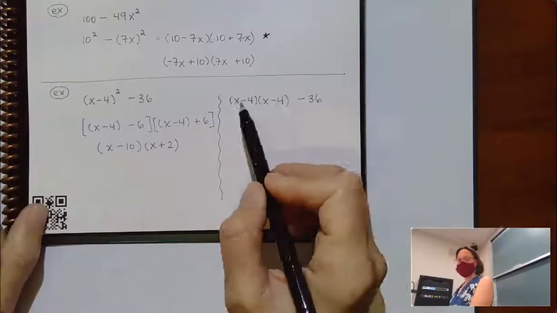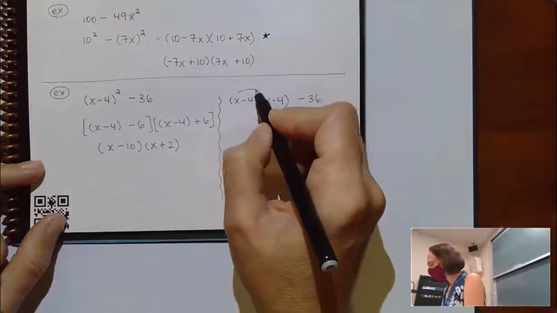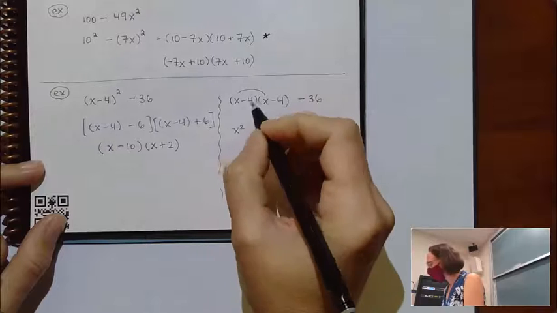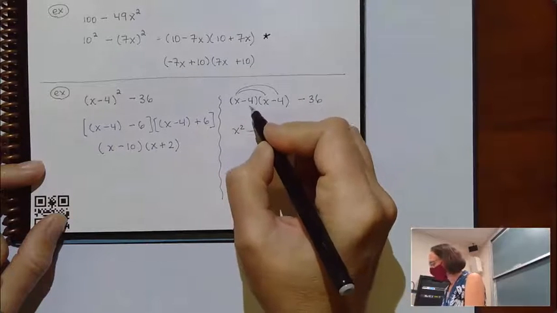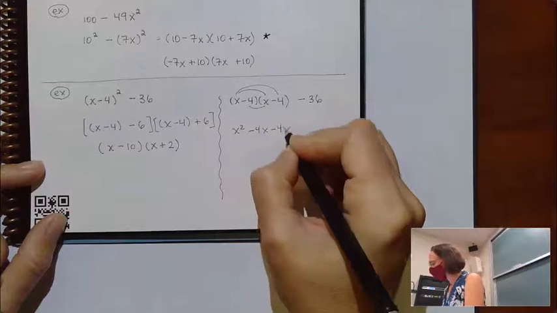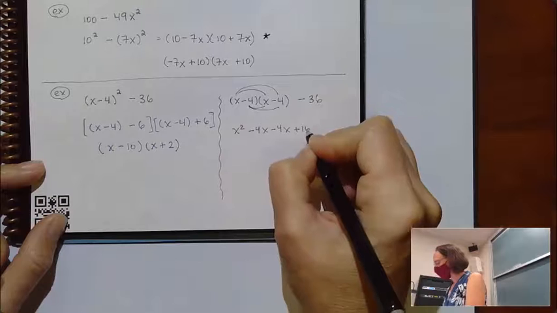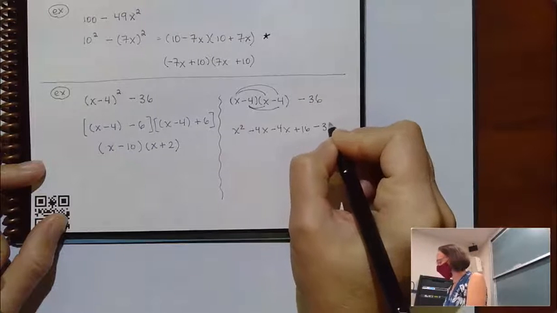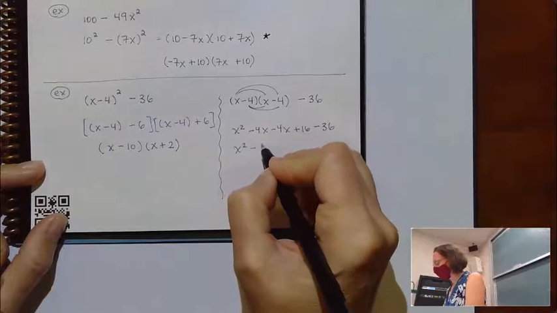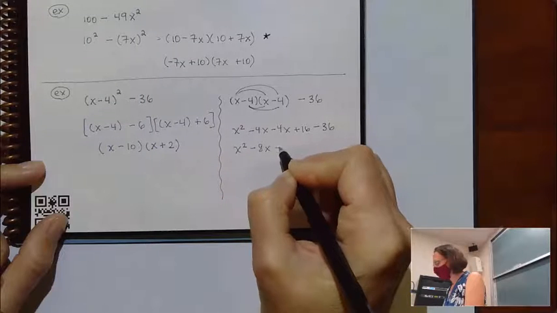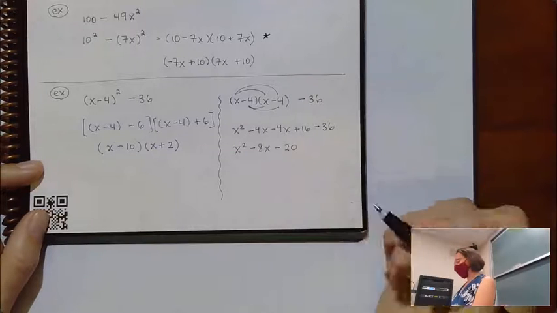Really, I have to FOIL out the x minus 4 times x minus 4. So I've got x times x, x times -4, -4 times x, and -4 times -4. And then we're subtracting 36. If I combine like terms here, I've got x squared minus 8x minus 20. And then I would still have to figure out how that factors.